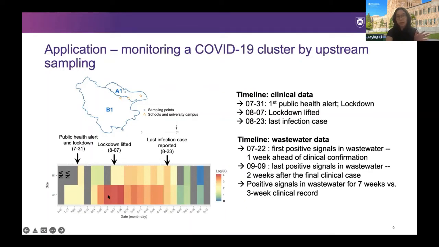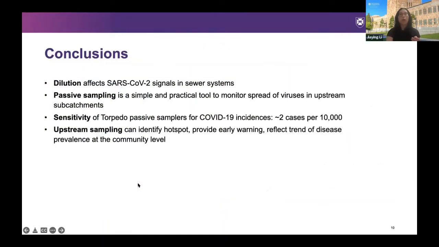So in total, the positive signals in wastewater in A1 and B1 lasted for 7 weeks, which is longer than the 3-week clinical record. In conclusion, our field scale study and monitoring demonstrate that dilution will importantly affect the signals of SARS-CoV-2 in the sewer system, and passive sampling is a simple and practical tool to monitor the spread of the virus in upstream subcatchments, and it will allow us to monitor potential community transmission before the clinical confirmation, and the sensitivity of torpedo passive samplers for COVID-19 incidents is around 2 cases per 10,000 people.